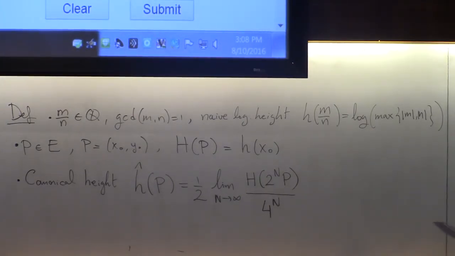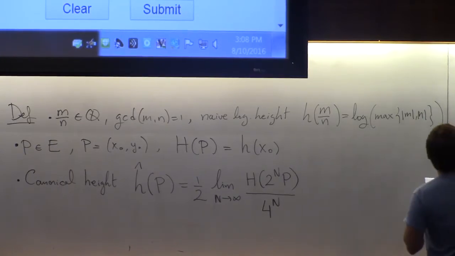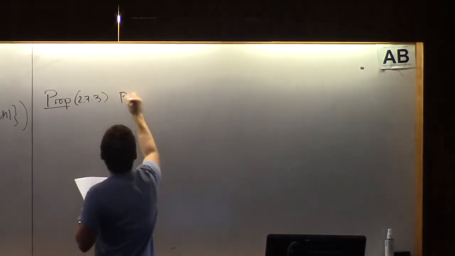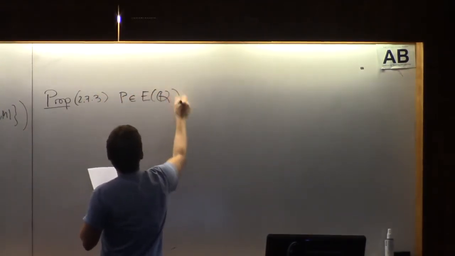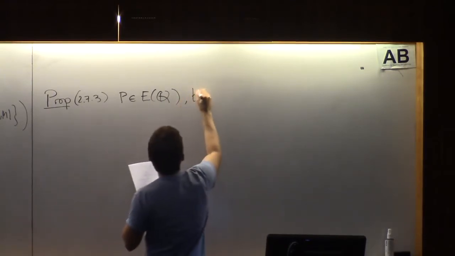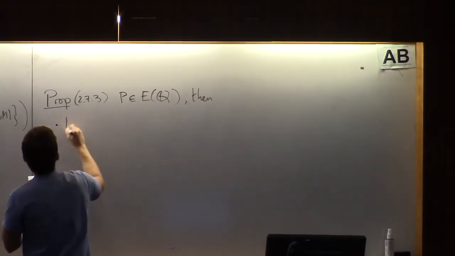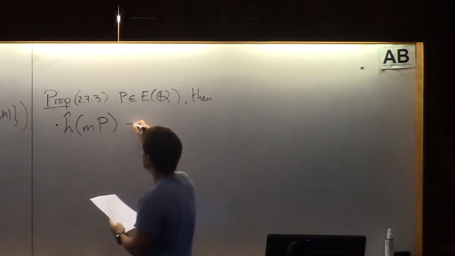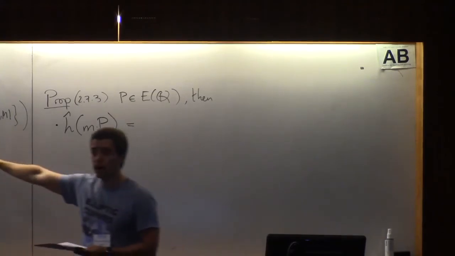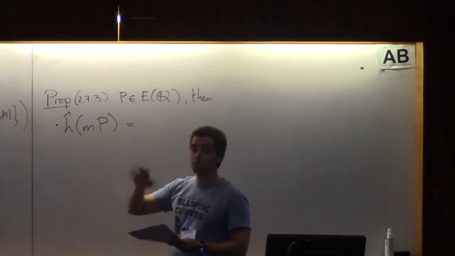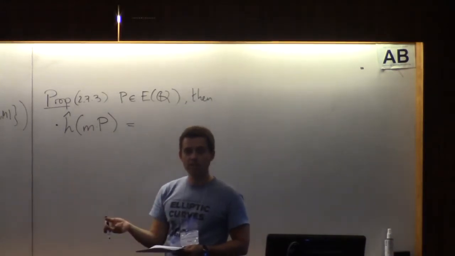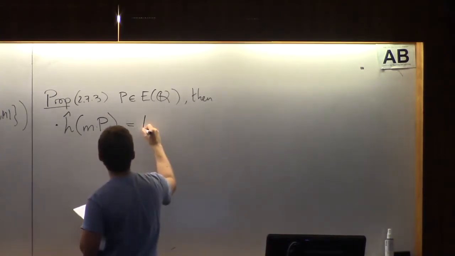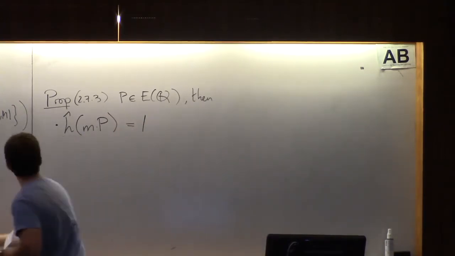So what are these very nice properties? These are listed in the book in 2.73. If you have a point on an elliptic curve, what happens if I do the height of m times P? It turns out that the naive height of m times P is roughly m squared times the height of P, but in the canonical one it's exactly the same. So that's why I like this canonical height better.